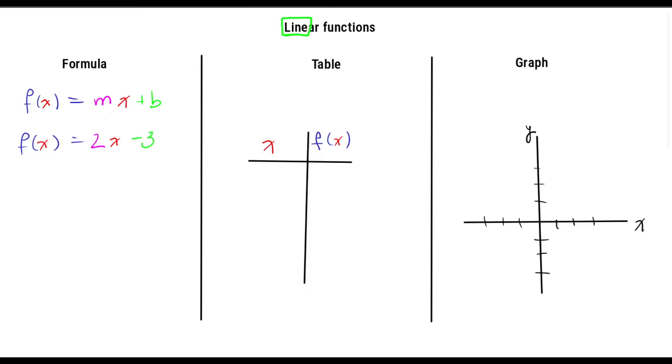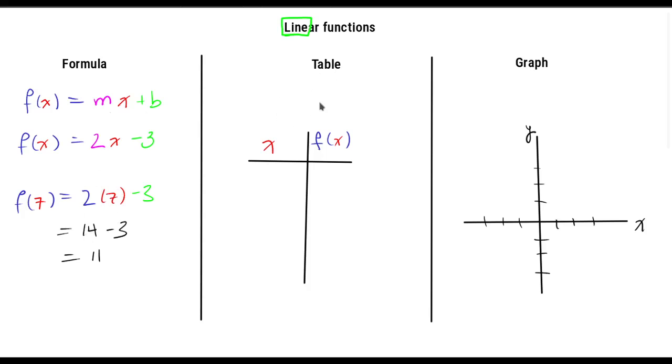And as usual, if we want to evaluate this, we're just plugging in whatever input number we're considering wherever we see an x. So the 2 will stay the same. If we're doing f of 7, the x will become a 7, and the 3 will stay the same. So this becomes 14 minus 3, or 11. So input 7 gives us an output of 11. All right, so that's what formulas of linear functions look like.